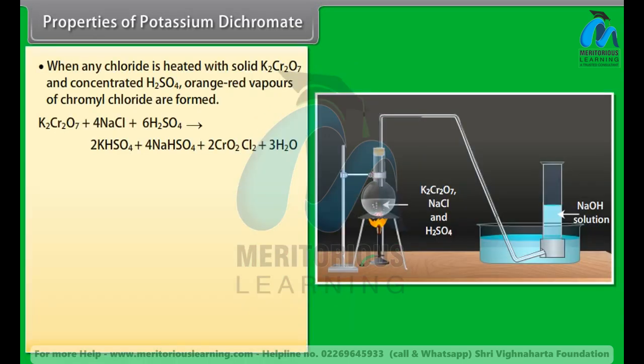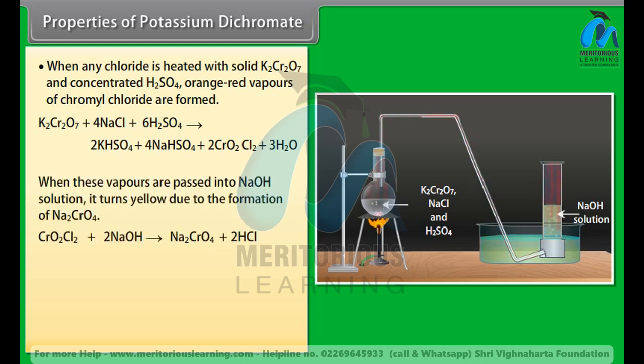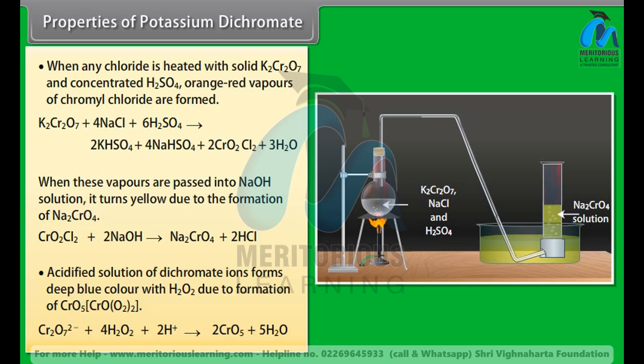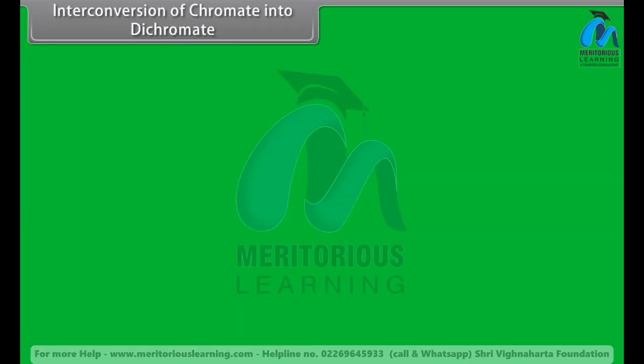When any chloride is heated with solid K2Cr2O7 and concentrated H2SO4, orange-red vapors of chromyl chloride are formed. When these vapors are passed into NaOH solution, it turns yellow due to the formation of Na2CrO4. Acidified solution of dichromate ions forms a deep blue color with H2O2 due to formation of CrO5, CrO(O2)2.